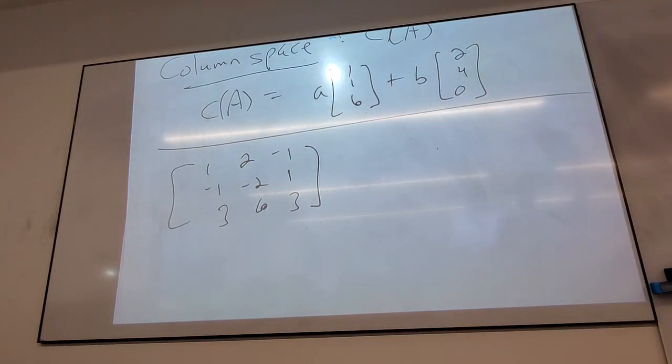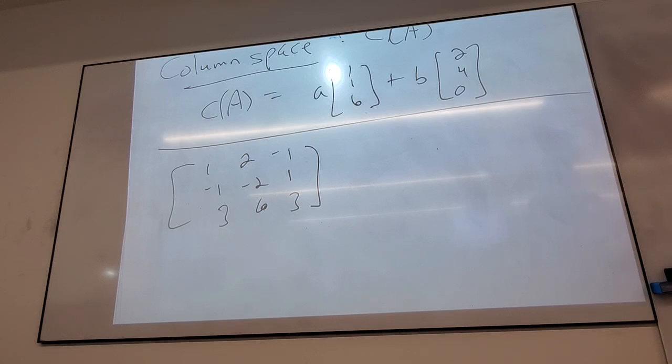Can I make the third column from the first? Yes. Just multiply by -1, yeah? So how many independent column vectors are there? 1, 2, 1. No, it's 1. Yes? It's impossible to have no independent column vectors. I need you to understand that.